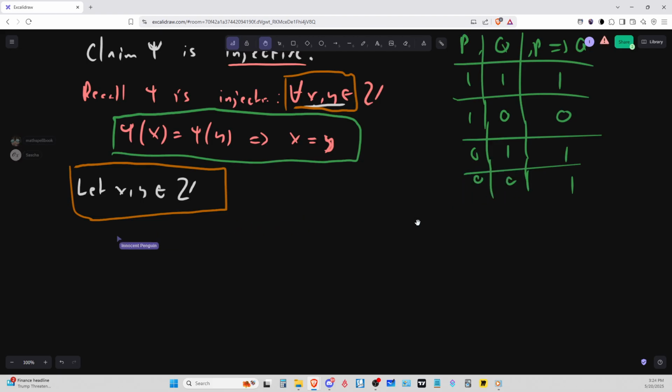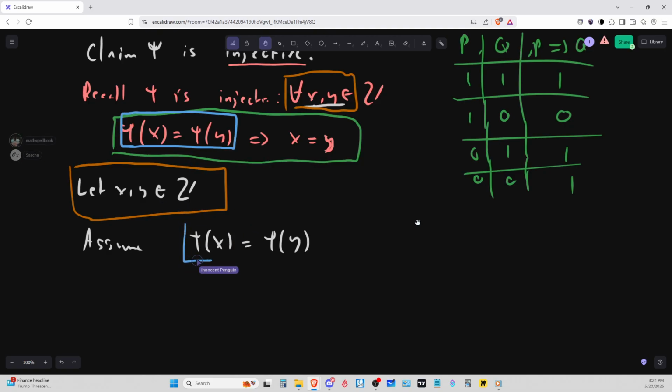So we have to assume that psi of x is equal to psi of y. So if I use color, what I did is I just assumed the left part of the implication. Okay.